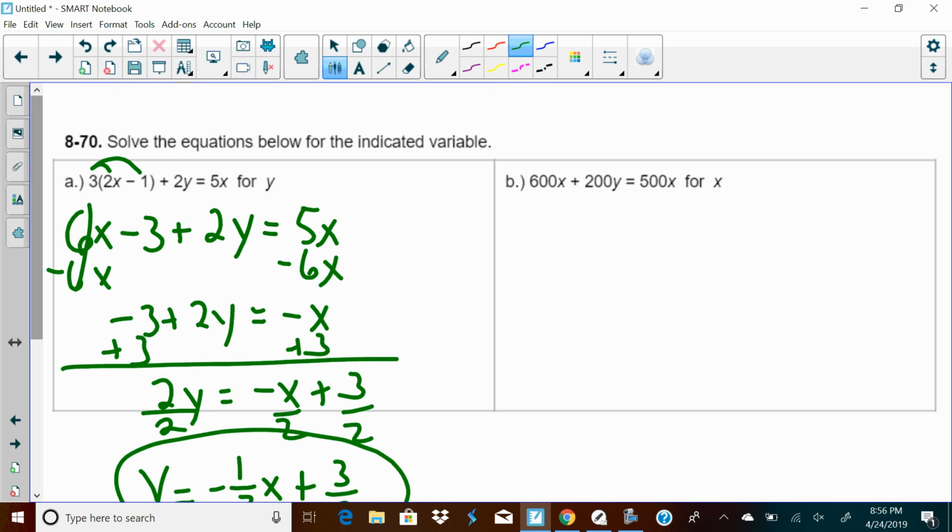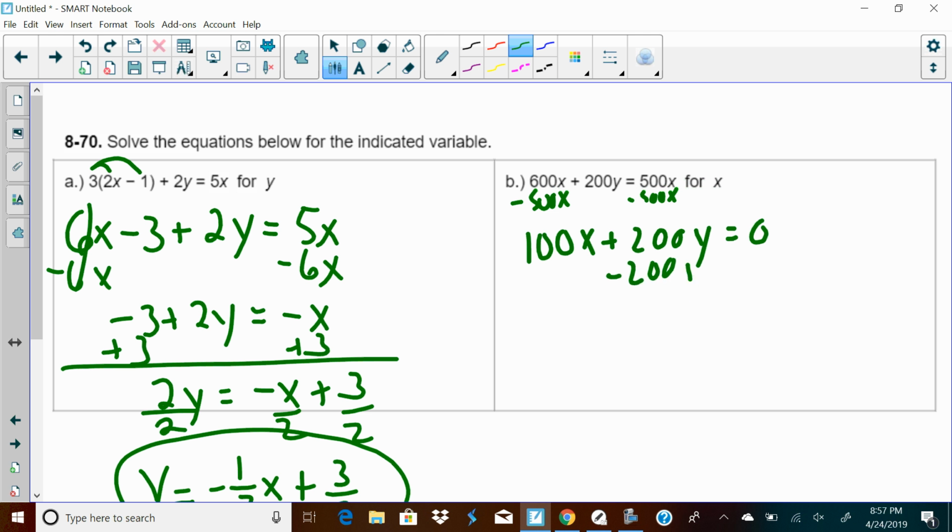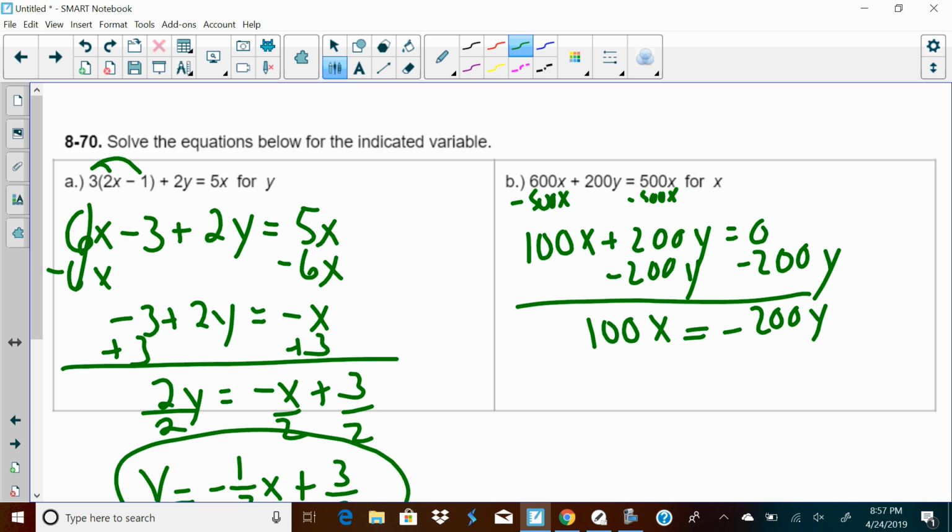For B, I'm solving for x, so I'm going to subtract 500. I'm going to end up with 100x plus 200y equals 0. Then I'm going to subtract 200y. So I end up with 100x equals -200y. Divide by 100. So x equals -2y.